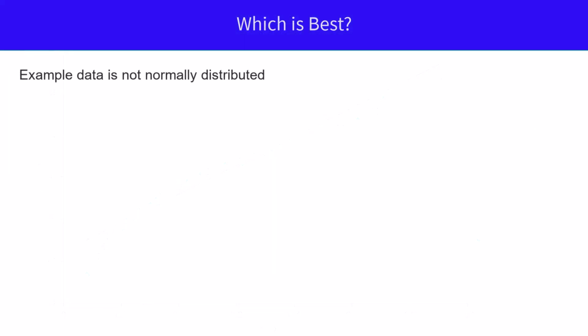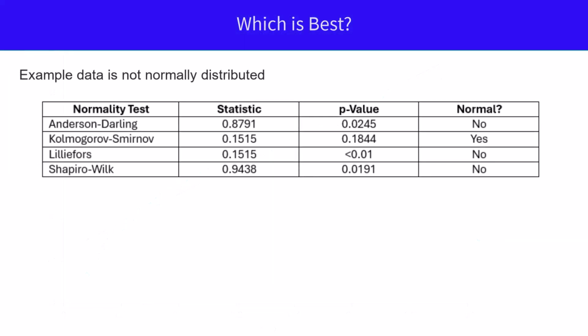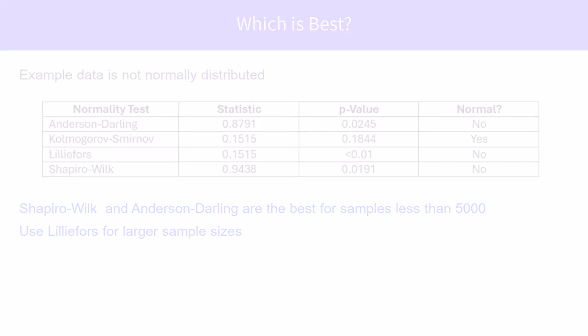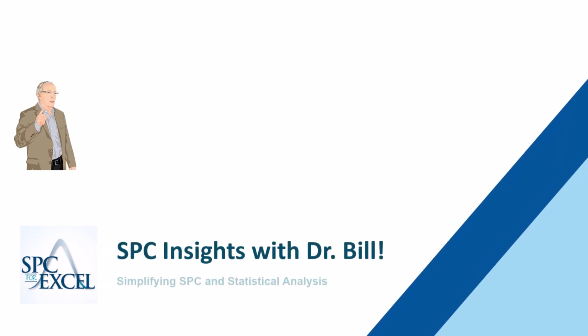So which of these four tests is best? We said the data was not normally distributed. We had our four tests, showed how to calculate the statistics and the p-value and make a decision. The KS test said it was normal, and the rest said not normal. So Shapiro-Wilk and Anderson-Darling are the best tests to use in this case.